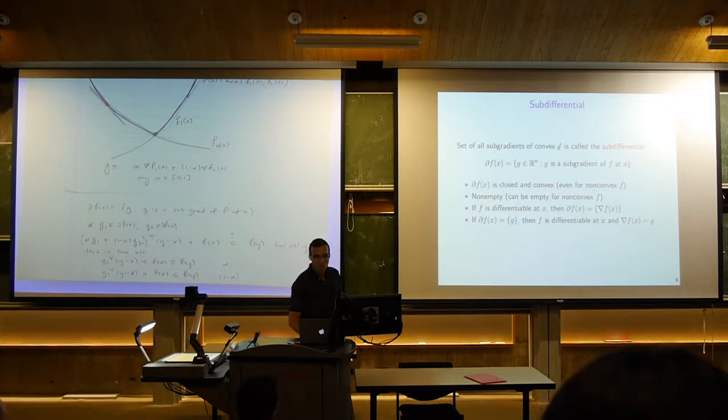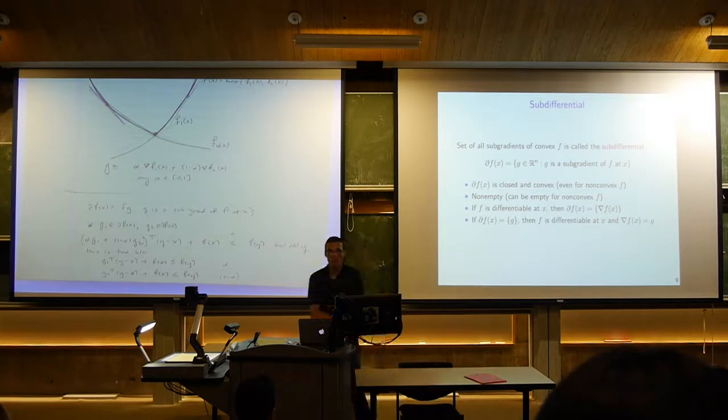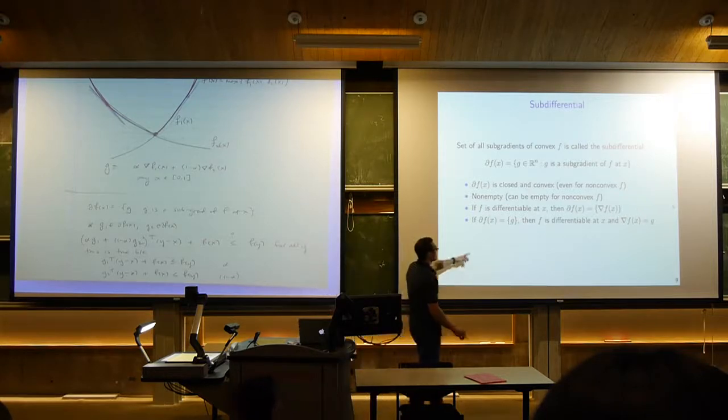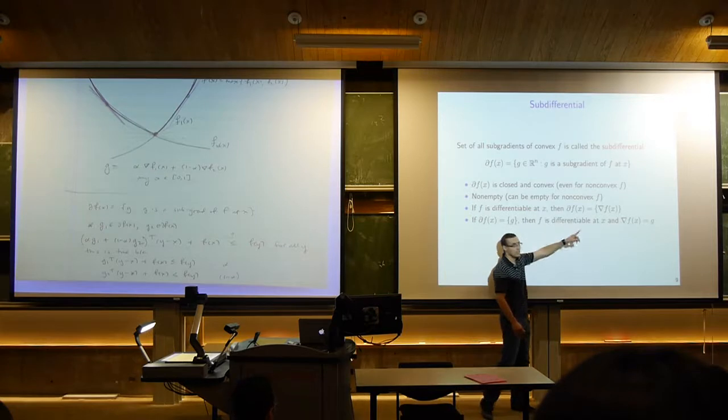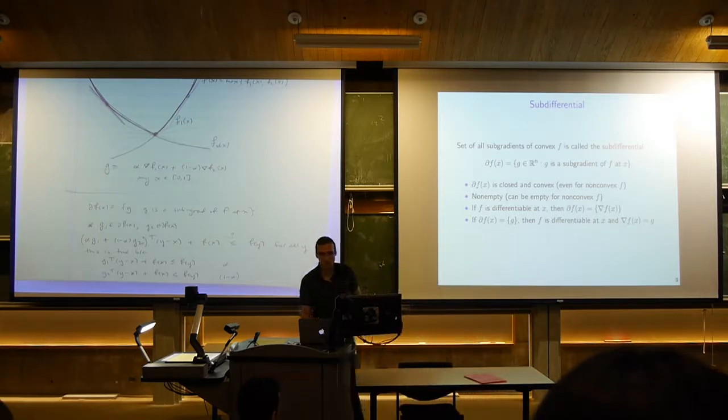So it's non-empty, provided that we're looking at convex functions, but it can be empty for non-convex functions. We know that non-convex functions, even ones that are smooth, don't need to have subgradients. We've already said this property, but here's what it looks like in terms of the subdifferential. If f is differentiable at a point x, then its subdifferential has just one element, and that's the gradient. So it's the set containing the gradient.